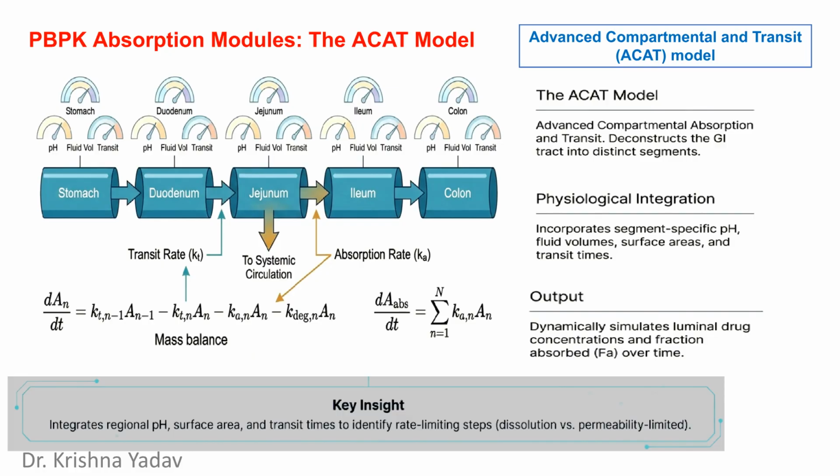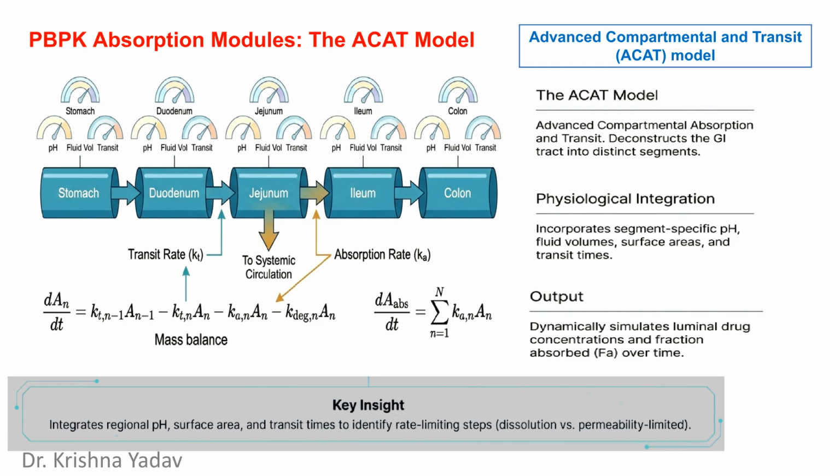If we look at the math, it's all about mass balance. The model tracks the rate of change for a drug in any given segment by calculating what's coming in from the previous segment, what's moving out to the next one, what's being absorbed into systemic circulation, and what might be degrading along the way. By summing up the absorption across all these segments, we get a dynamic picture of the total fraction absorbed, or F_abs, over time.